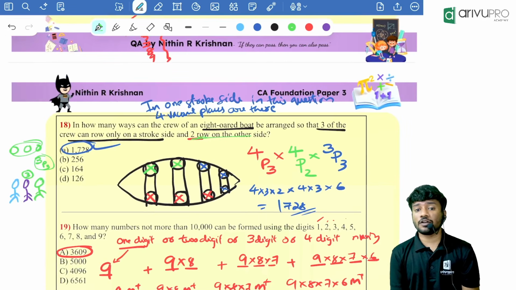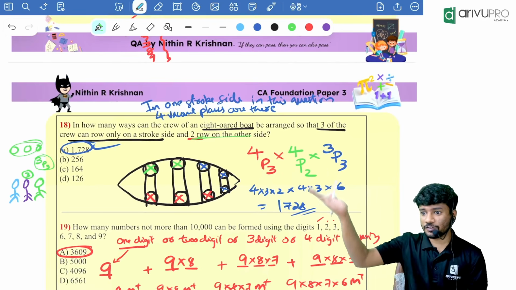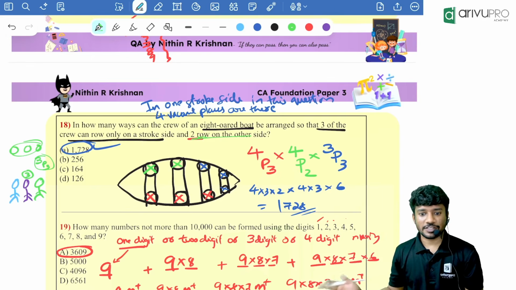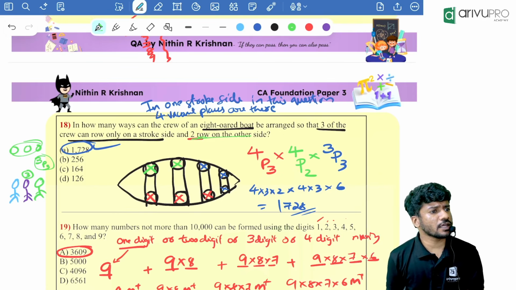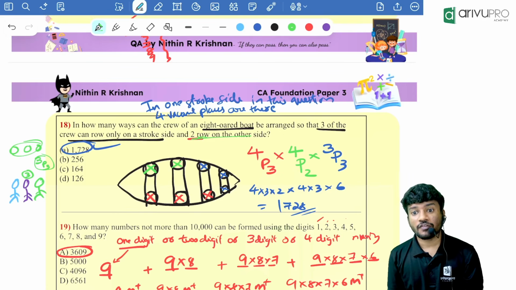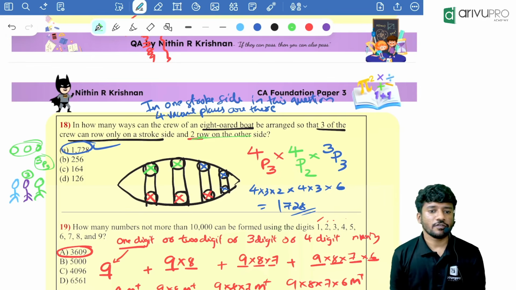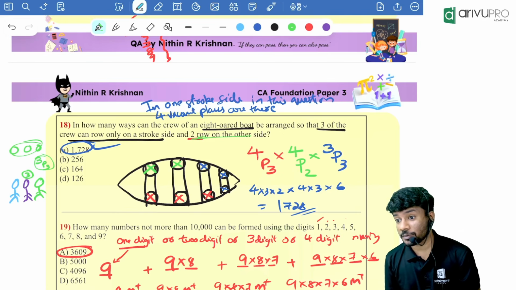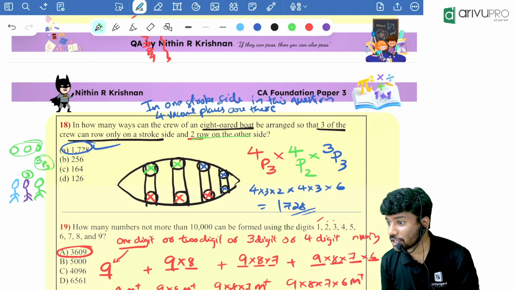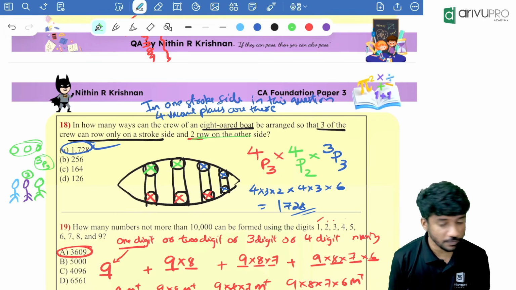What if it was a 10-oar boat? You will divide it into 5 each. What if it was a 20-oar boat? 10 each. Now, for the same question, can you think about a 5-oar boat? How will the formula look? 5p3 into 5p2 into how many are remaining? 5 are remaining. So that is 5p3, 5p2, and 5p5 will be remaining in the last place. That's how it is done. The same question can be changed in that manner.